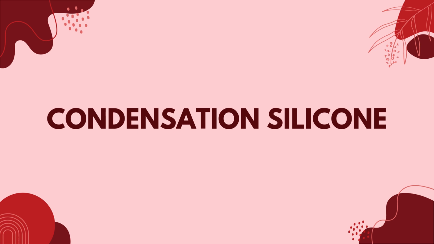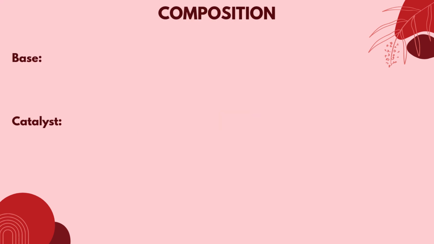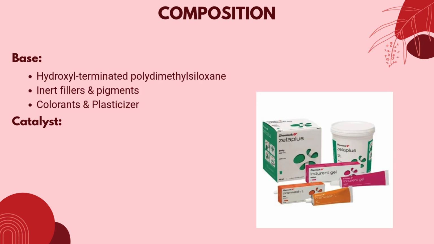Moving next to the condensation silicones. It is supplied as a base paste and a low-viscosity liquid catalyst, or paste catalyst, a two-paste system, or a two-putty system. The putty can be used as the tray material in conjunction with a low-viscosity silicone, which is referred to as the putty wash technique. The base paste consists of hydroxyl-terminated polydimethylsiloxane, along with some inert fillers, pigments, colorants, and plasticizers.